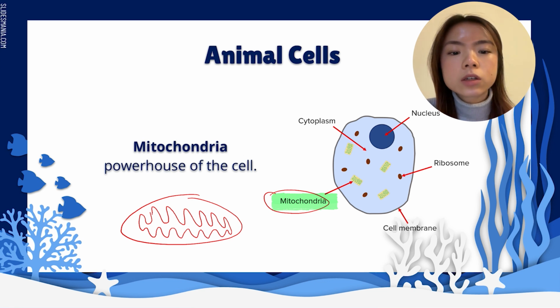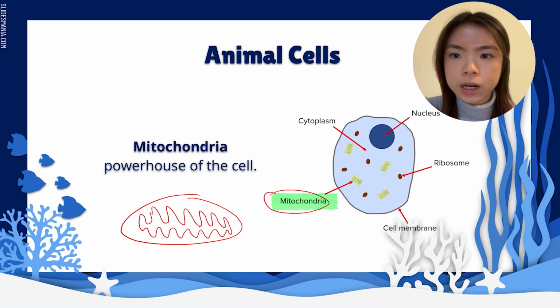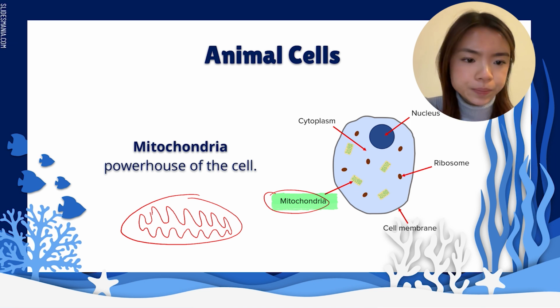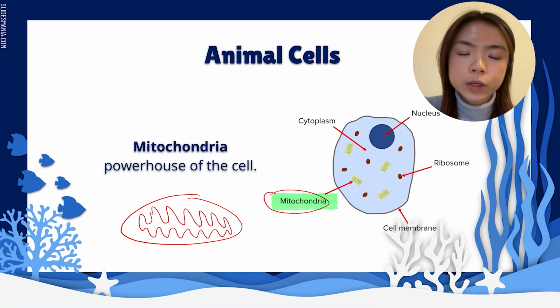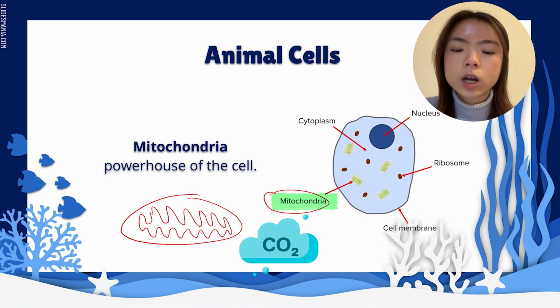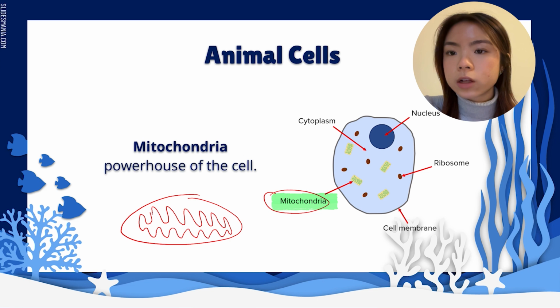And the mitochondria is found within the cytoplasm, and this is where aerobic respiration takes place. So aerobic, meaning we need oxygen, and respiration is a process by which we take glucose and the foods that we eat and we obtain energy. So we take glucose and oxygen, and then we produce energy as well as carbon dioxide and water. So that's why it's called the powerhouse of the cell.